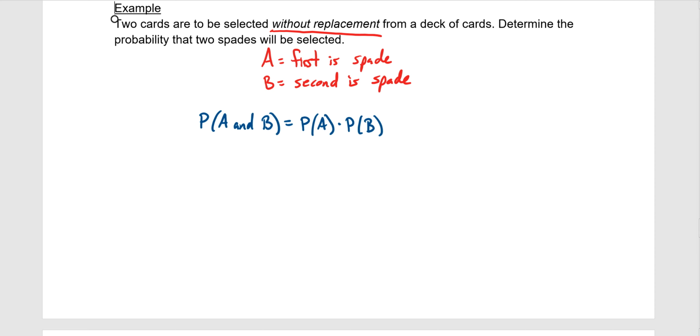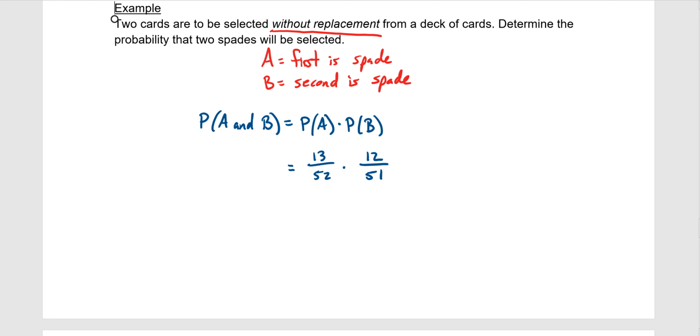So the probability that the first one is a spade is just 13 out of 52, same as what we just did, 13 spades out of 52 total cards, times the second one is a spade. So this time it's without replacement. So we took out a spade and we did not put it back. That means there's going to be 12 spades left out of 51 total cards left. So this time we had to subtract 1 from the numerator and denominator.